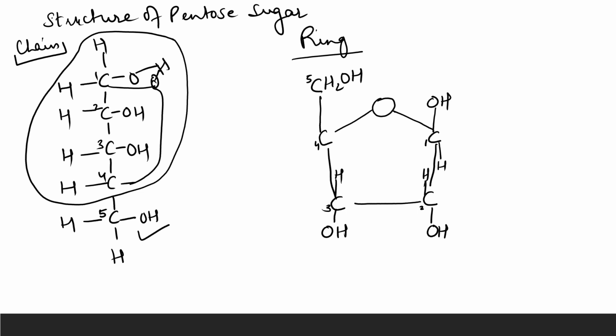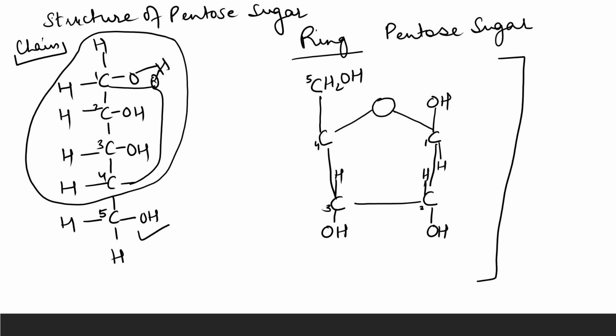So this is the ring structure of a pentose sugar. We need this to make a nucleotide. This is a pentose sugar, right? I hope this ring structure is clear to everybody. So we need this ring structure to make one monomer of a nucleotide. So now we are done with the ring structure of pentose sugar.